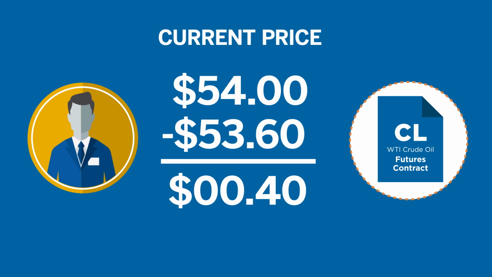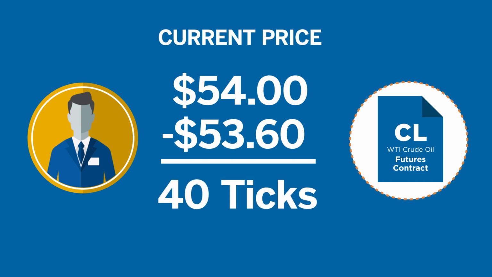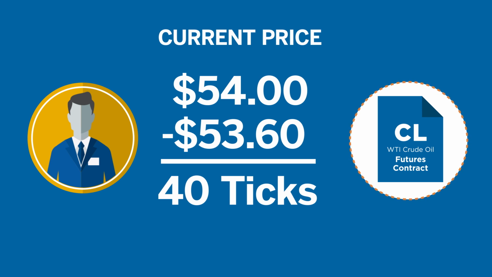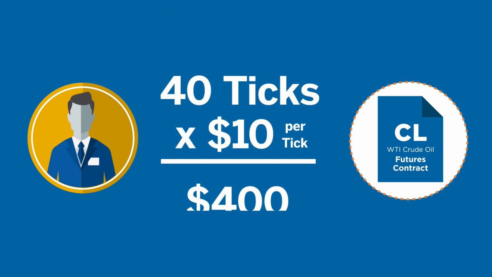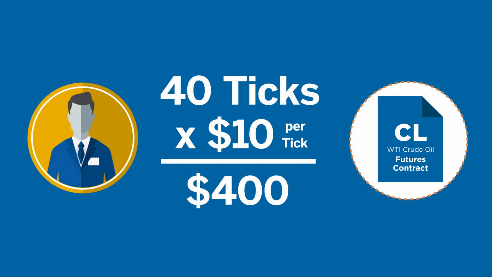The price moved 40 cents. Therefore, this price move was 40 ticks. A one-tick move is equal to $10, so a gain of 40 ticks would equal a profit of $400. Losses are calculated in exactly the same manner as gains.